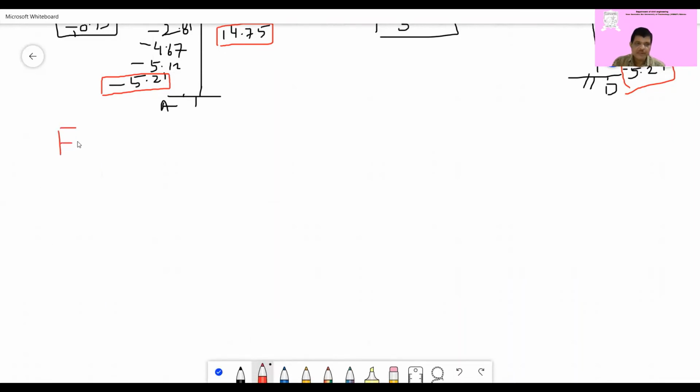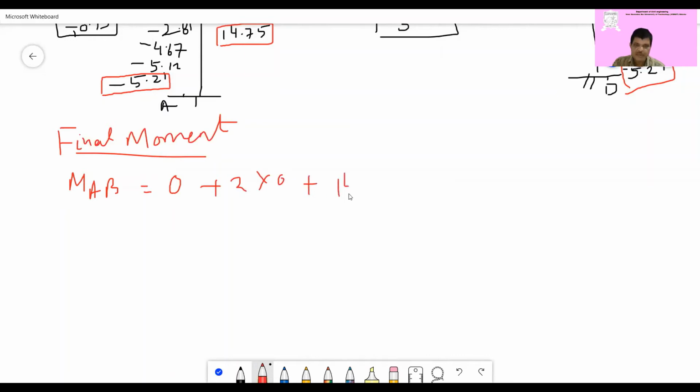Now the final moments will be equal to what the value of final moment. Now MAB is equal to 0 fixed end moment, plus 2 into near end moment which is 0, plus 14.75 is the far end moment, and minus 5.1 is the displacement factor contribution. So that becomes equal to 9.34 kilonewton meter. I can calculate MDA.